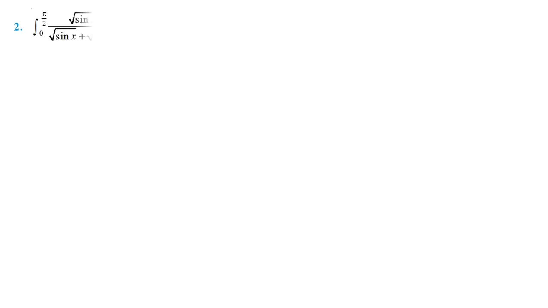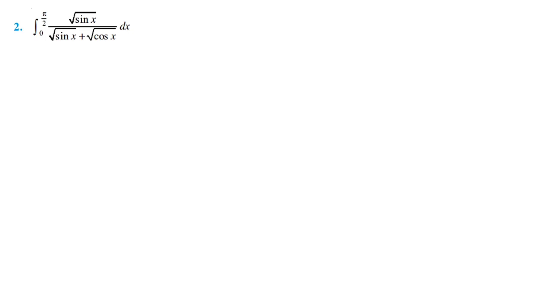Next we shall discuss the second question: integral 0 to pi by 2 of root sin x by root sin x plus root cos x dx. Here also, just like the previous one, it is an integral from 0 to a, so a property we have to use: integral 0 to a f of x dx is equal to integral 0 to a f of a minus x dx. So that is the formula.